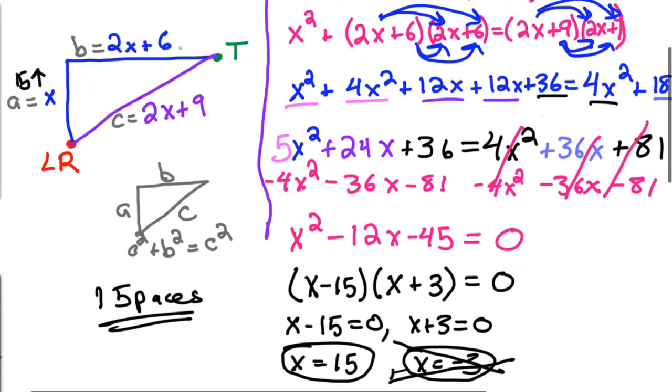And then if you want to know how many paces east, you would simply plug in 15 here. So 2 times 15 plus 6, that would give you 36 paces east. So from Leaning Rock, 15 paces north, 36 east, that lands you at the treasure. I hope that helps.